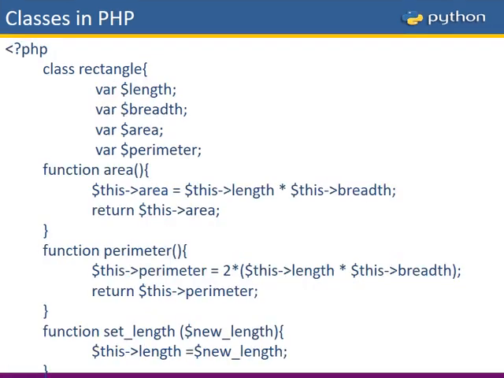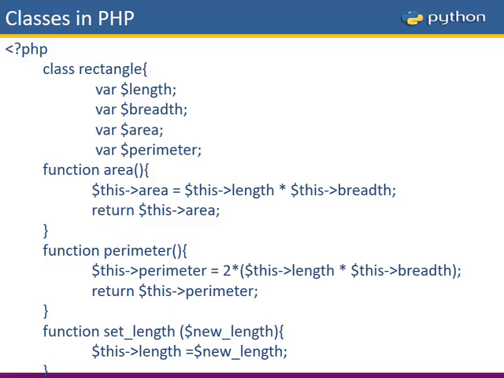We have the full example code for PHP, with the same class Rectangle that has the properties, that is the variables, like length, breadth, area and perimeter.